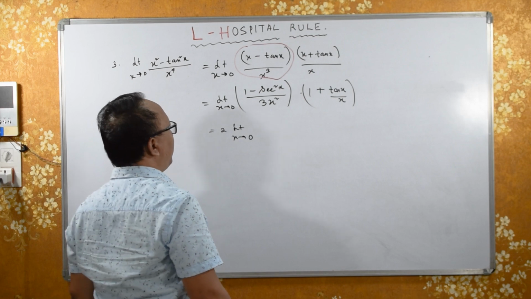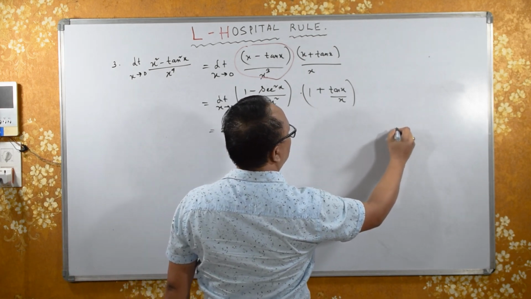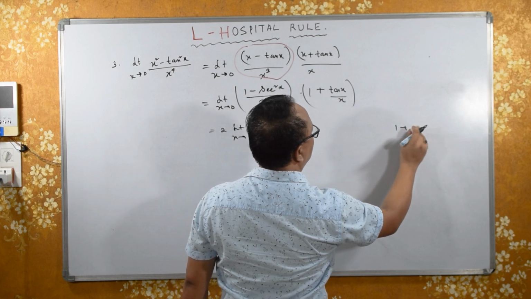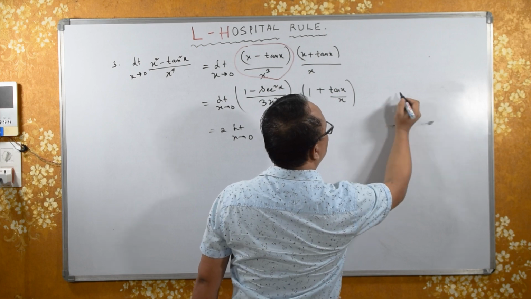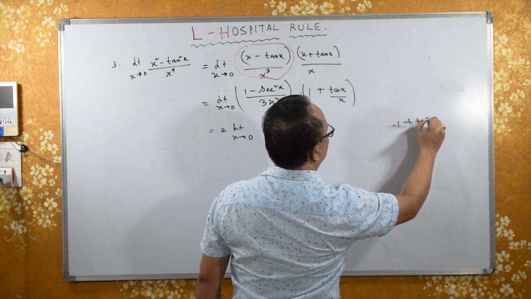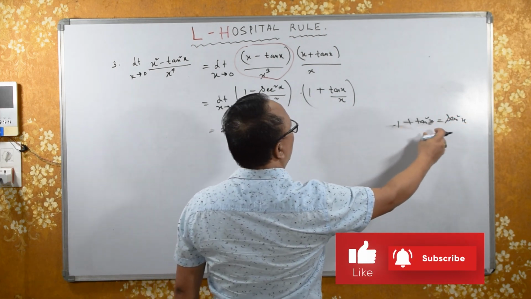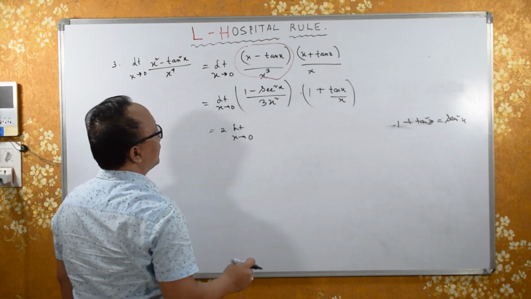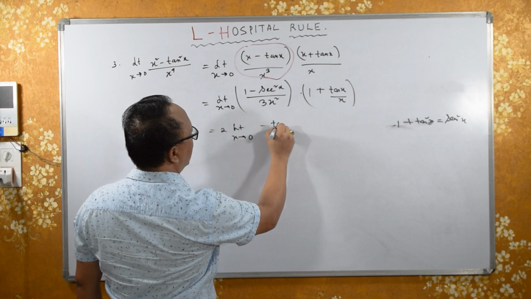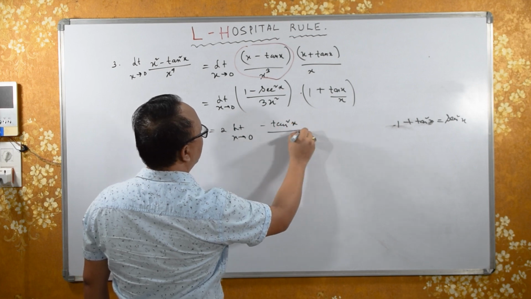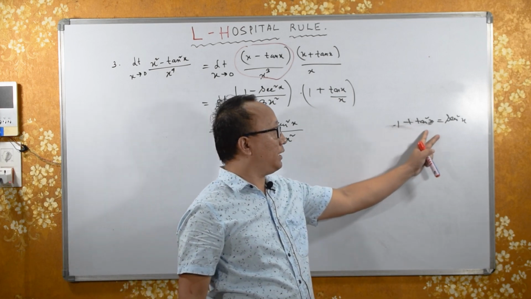Now what we have is 1 minus, x square, we have 1 plus tan square x equals to sec square x. Therefore 1 minus sec square x is what? Minus tan square x upon 3x square. Because 1 plus tan square x is equal to sec square x.